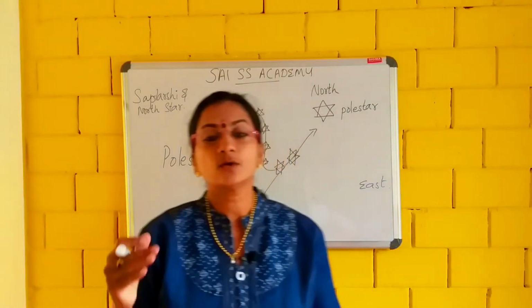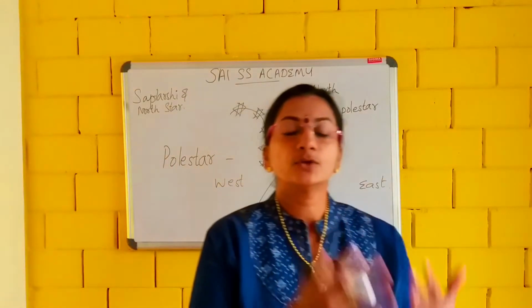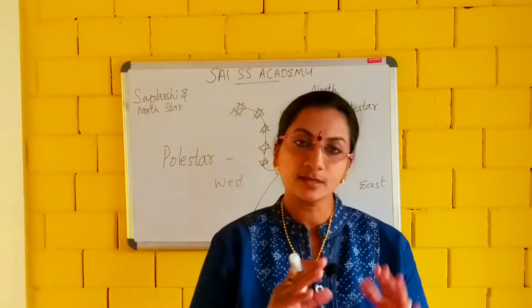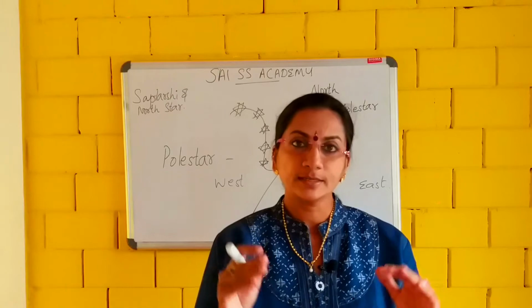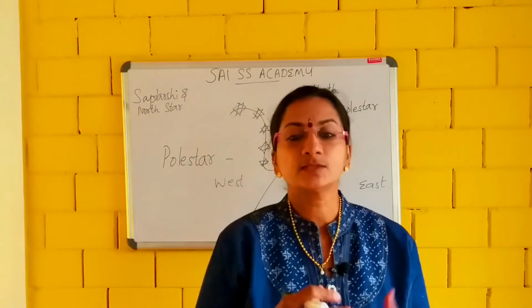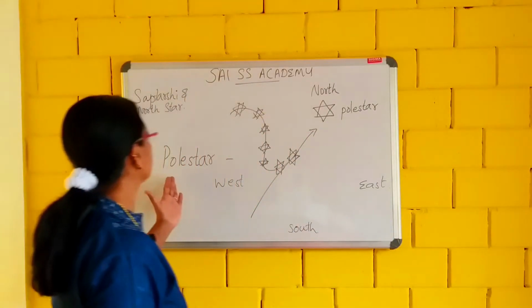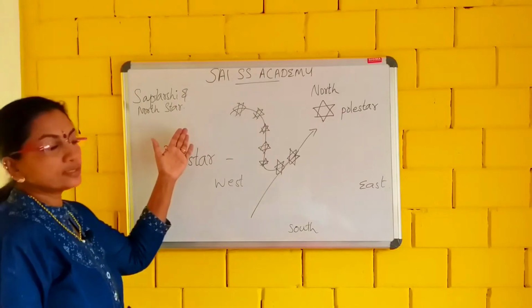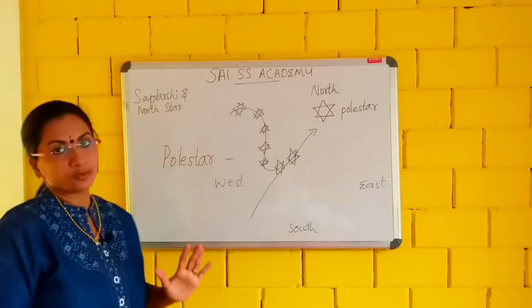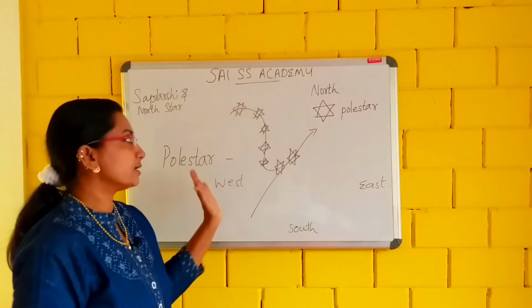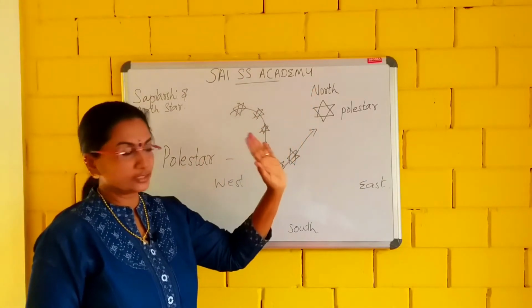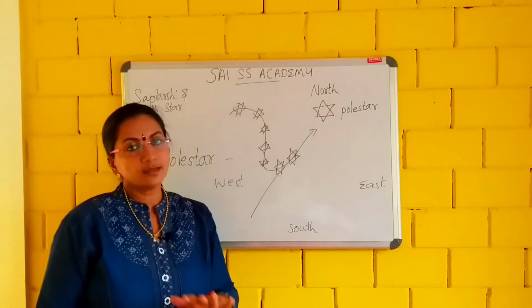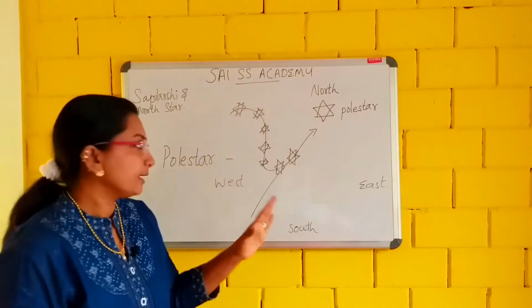The North Star or the pole star indicates the north direction. This star always indicates the northern direction. It is also called the pole star. So, you now understand what the North Star or the pole star is. Always this star should be in the northern direction. That is why we call it the North Star or pole star.